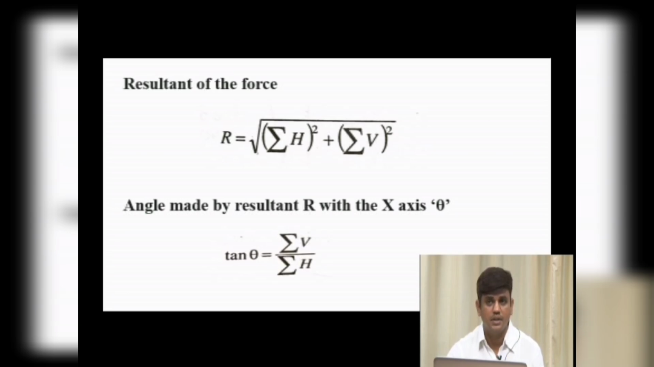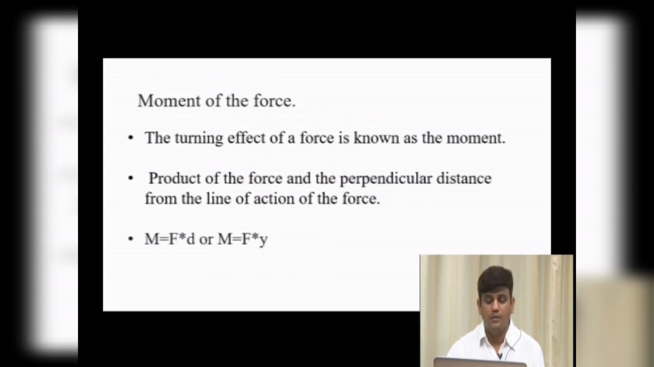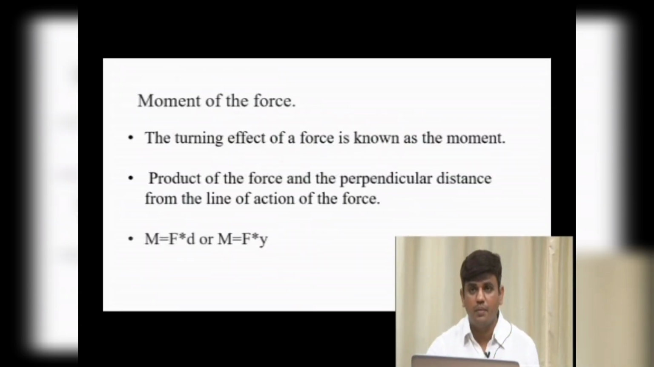This is the formula. This is a trigonometrical formula where we can calculate the resultant of the force and the angle theta, the hypotenuse, from the sum of the horizontal and vertical forces. As you know, hypotenuse square is equal to horizontal square plus vertical square when we resolve the forces. So before going to the moment of force, let us work out some problems on how to calculate the resultant of the force.